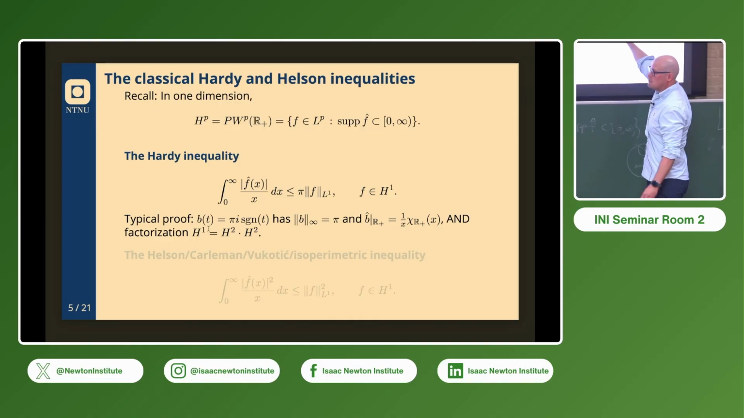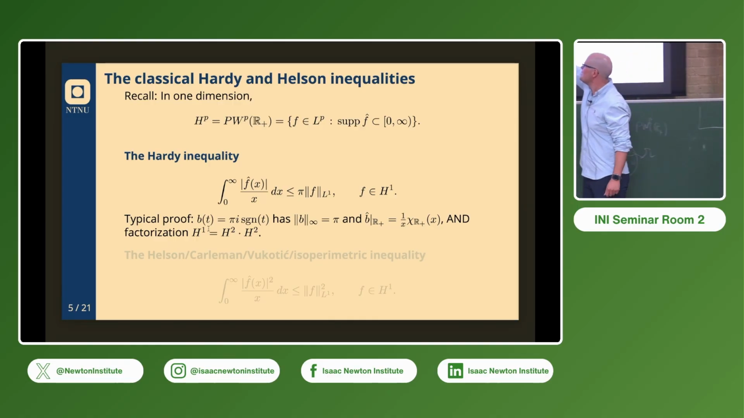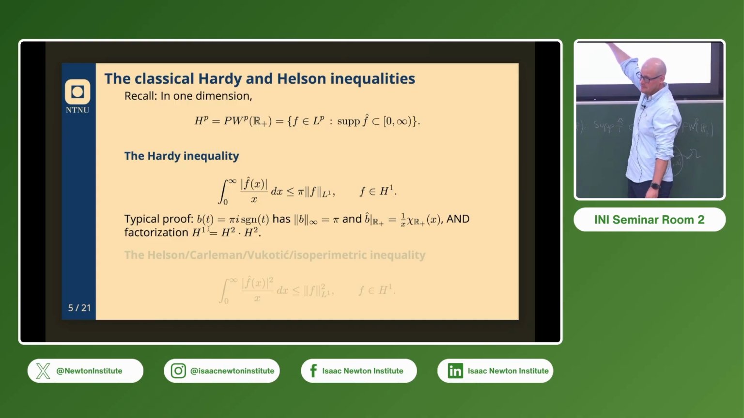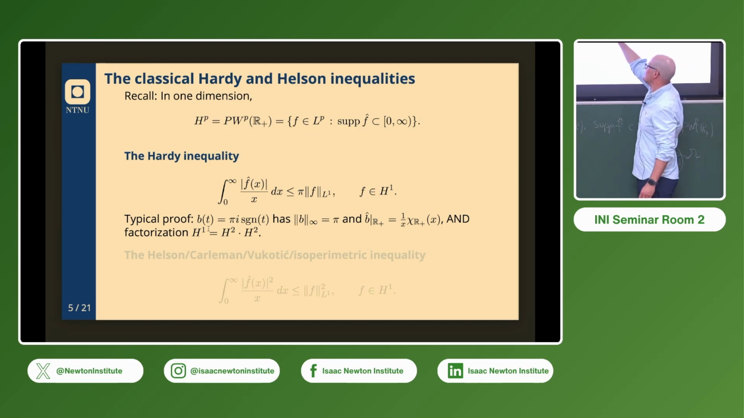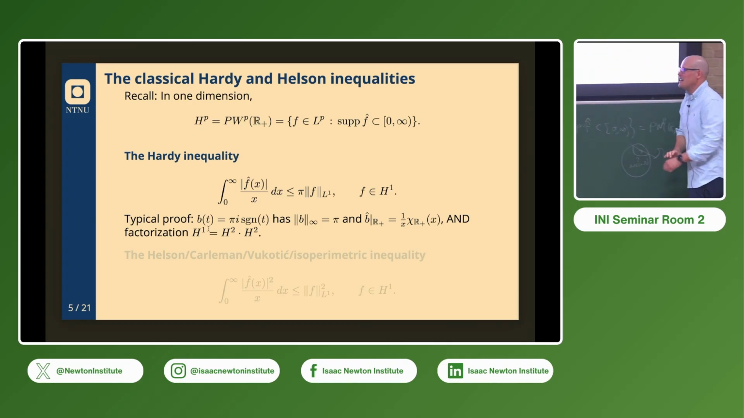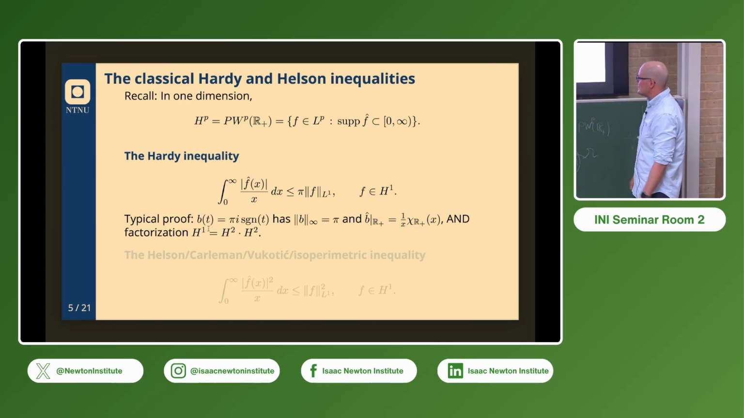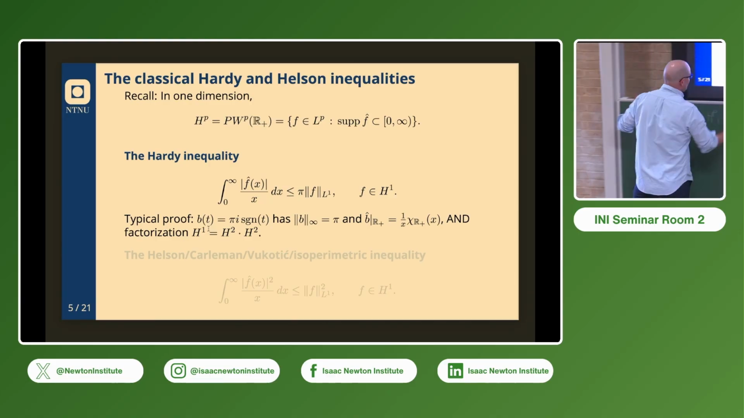If you have an H^1 function, so this is an L^1 function with positive Fourier support, you have this inequality. This inequality is not true on all of L^1. I think you would have to put L log L to make this true on all of L^1. But when you're in H^1, you have this stronger inequality, known as the Hardy inequality. How do you prove that? Well, the typical proof is like this.